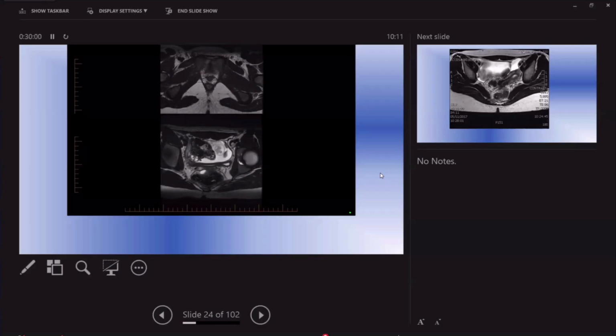If you don't pay attention, we are looking at the pelvis of a female patient because I can see that there is an ovary. So there is something missing here. Usually you have your urinary bladder, you have your rectum, and then you should be able to see the uterus. So there is no uterus here.